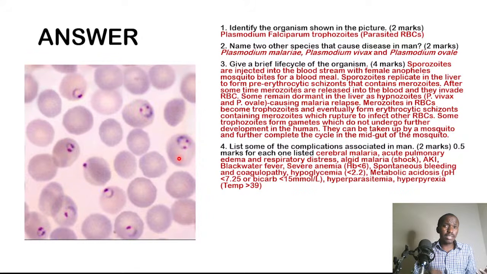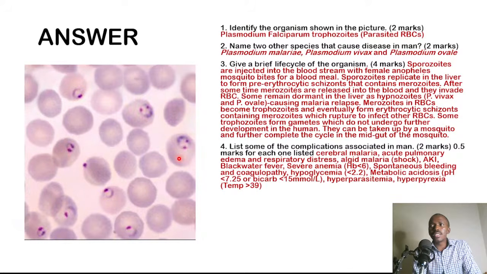This is what actually gives rise to the characteristic features that we see in malaria. Then, of course, some of the trophozoites are going to develop into gametes, the microgametes and macrogametes, that are not going to develop any further in the human unless they're taken up by a mosquito. Then in the midgut of the mosquito, they combine and form a zygote, which forms an ookinete, and then forms an oocyst.